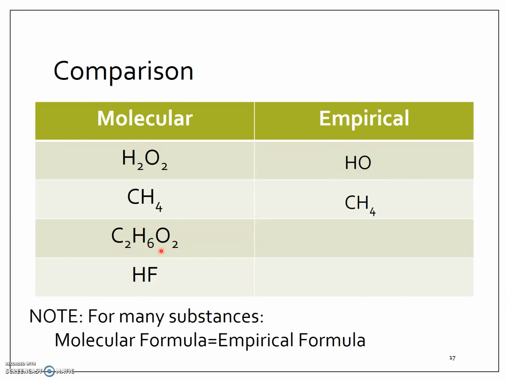Here, 2, 6 can be reduced further, so you get CH3O. And HF is already at the lowest ratio, so it remains the same. So that is how you write the chemical formulas. And we'll worry about naming soon.